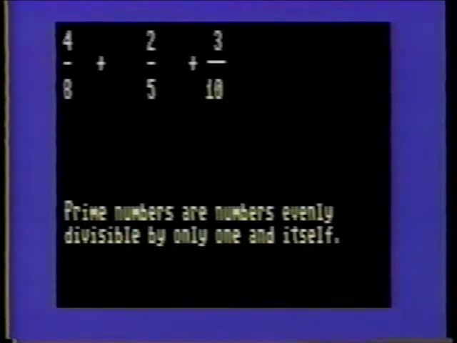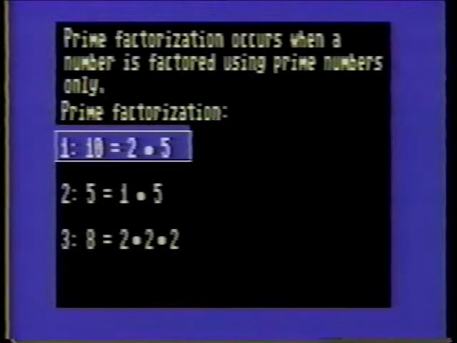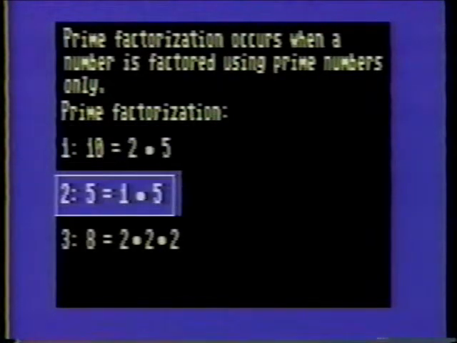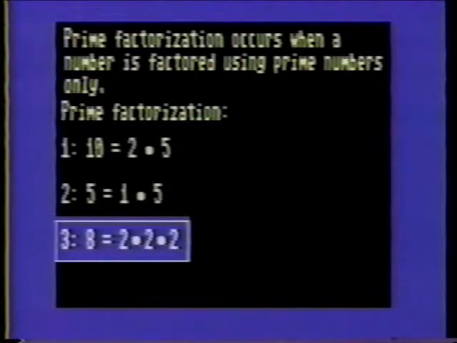However, there is another issue that must be addressed before we go any further, and that is prime numbers. Prime numbers are numbers evenly divisible by only 1 and itself. Prime factorization occurs when a number is factored using prime numbers only. Each of the above numbers are represented as prime factors. Thus 10 becomes 2 times 5. 5 becomes 1 times 5 because 5 is a prime number. And 8 becomes 2 times 2 times 2.